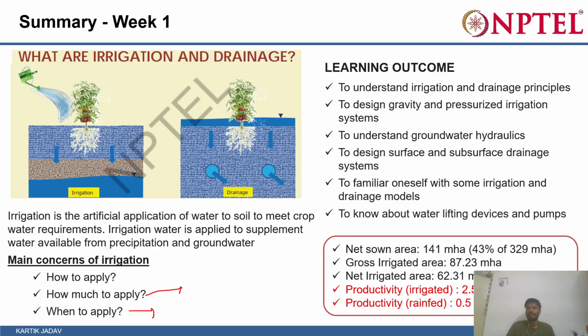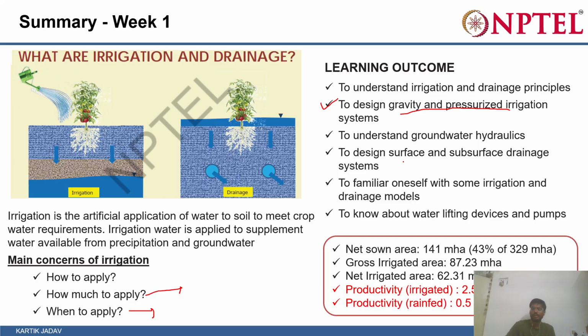Then we have also talked about design of gravity and pressurized irrigation systems. Then we have also focused on understanding of groundwater hydraulics. Fourth, we have also focused on design of surface and subsurface drainage systems. Then we quickly went through certain famous irrigation and drainage models. And finally, we have also talked about economic aspects of irrigation and drainage projects and their efficiencies.